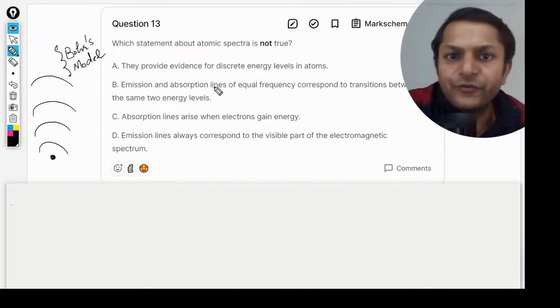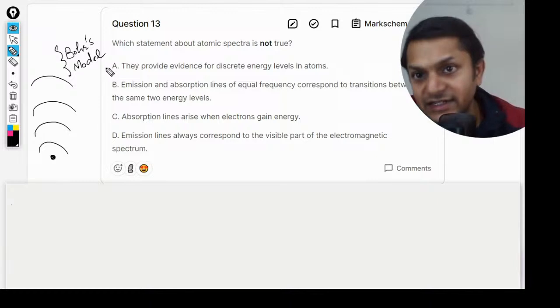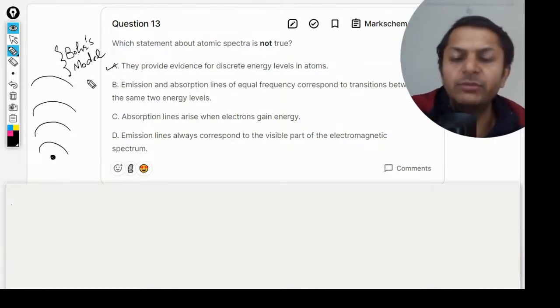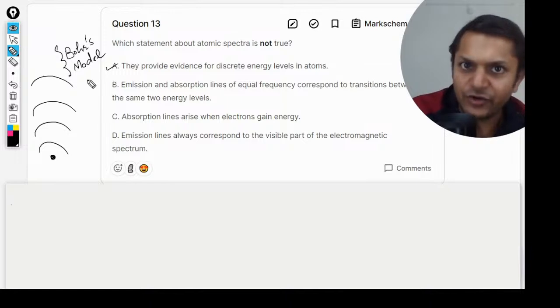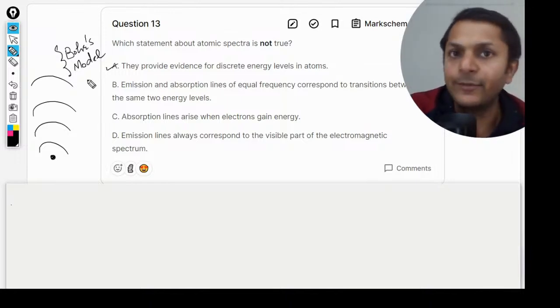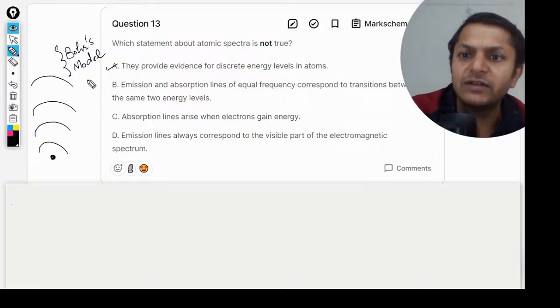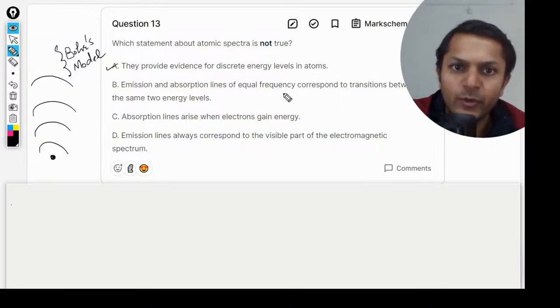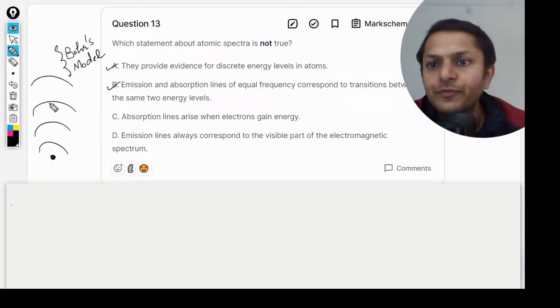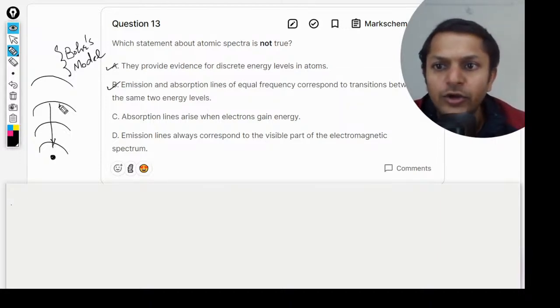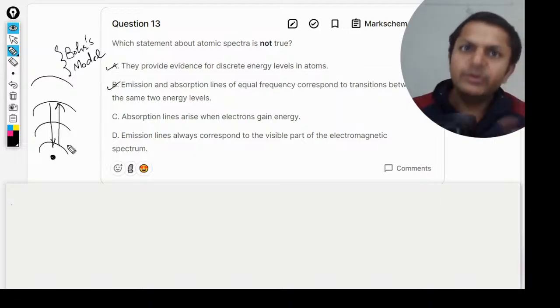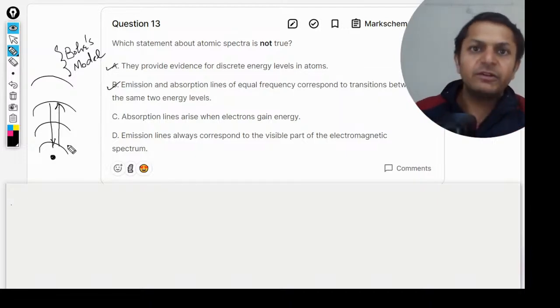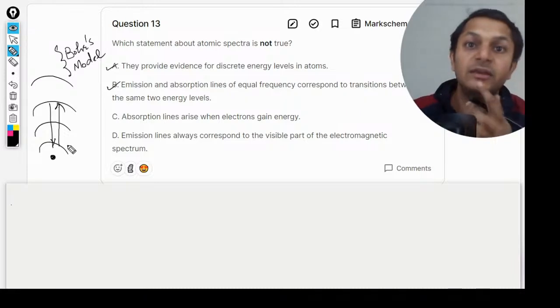They provide the evidence for discrete energy levels in the atoms. Yes, indeed, no problem at all. Definitely because of this model only, from the atomic spectra that we get, emission spectra and the absorption spectra, we jump to this conclusion that there must be energy states. Now, emission and absorption lines of the equal frequency correspond to the transition between the same two energy levels. Absolutely correct. If you are falling from the third to one, or you're going from one to three, the energy will be the same. But the only thing is, in one case it will be absorption spectra, in another case emission spectra, but the frequency will be the same, energy will be the same.